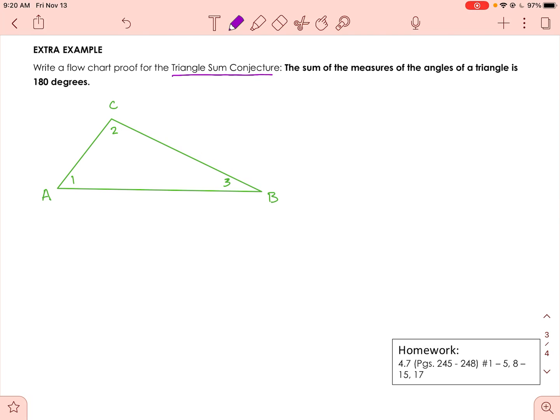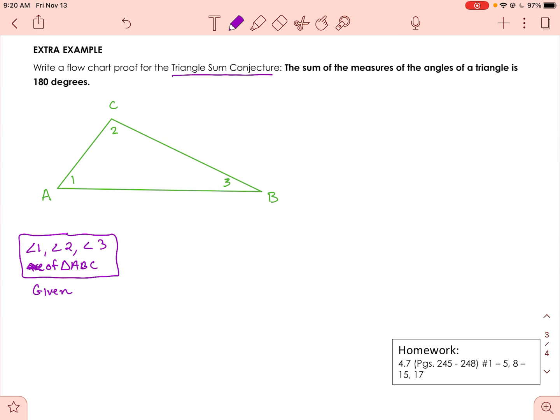So first things first, we need to write down what we are given. We are given, okay, so we're going to write this as a flowchart. Angle 1, angle 2, angle 3 are angle 1, 2, and 3 of triangle ABC. Those are the three angles that we want to prove. And we're given that those are the angles of triangle ABC, so this is given to us.